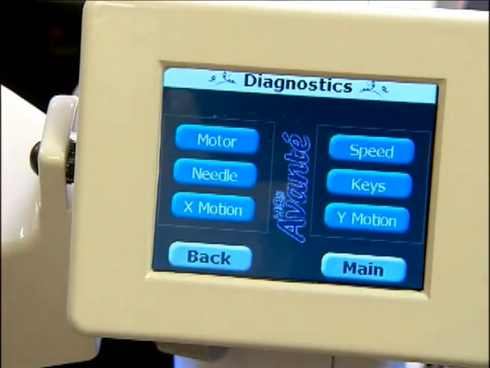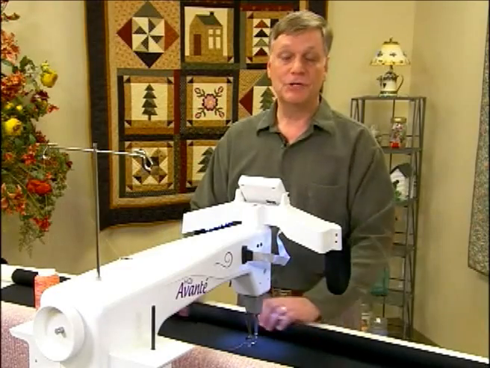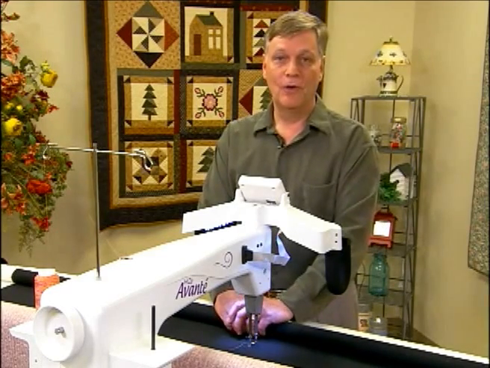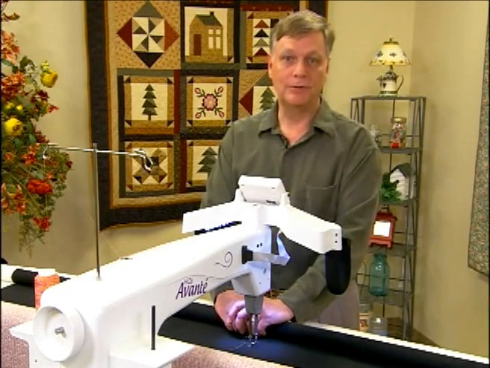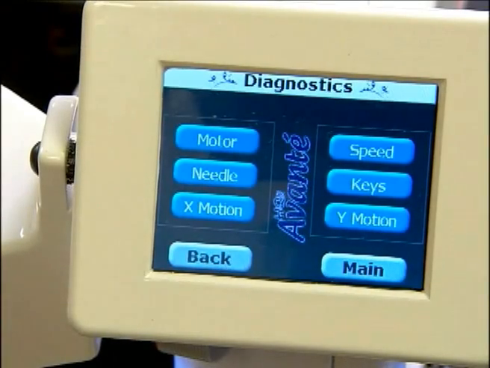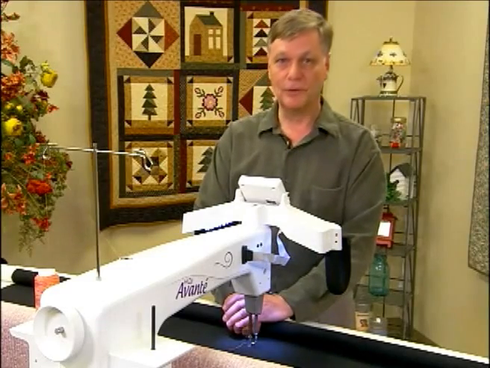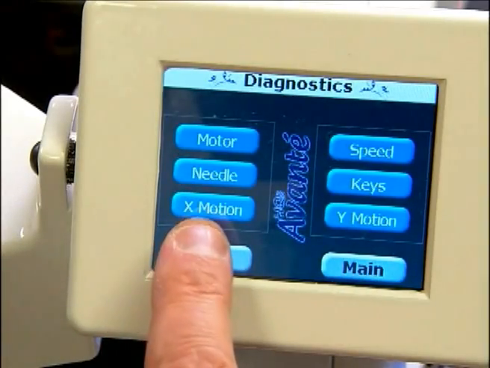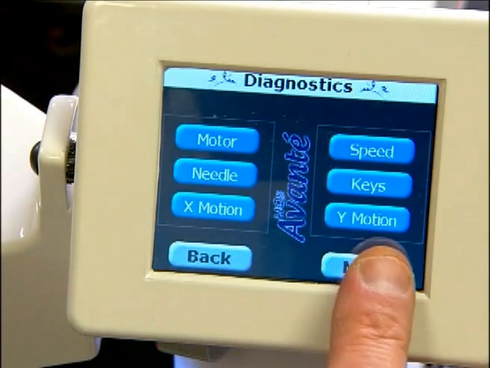test your machine. These diagnostics will generally be used in combination with working with your representative or with Handy Quilter Tech Support to diagnose any issues that you might have with your machine. However, there are a few that you might want to run yourself before you actually call a representative or call Handy Quilter Tech Support. 2 of those are the X motion and Y motion tests.